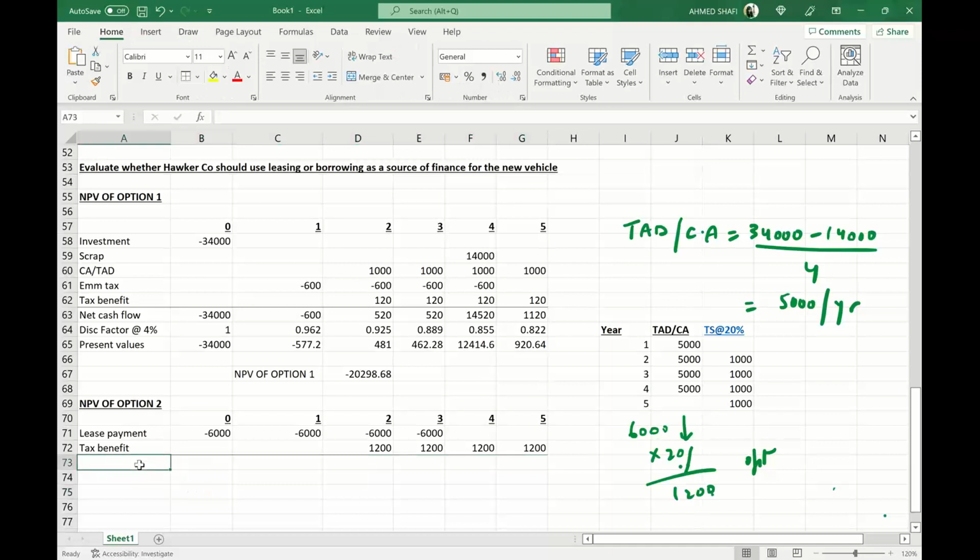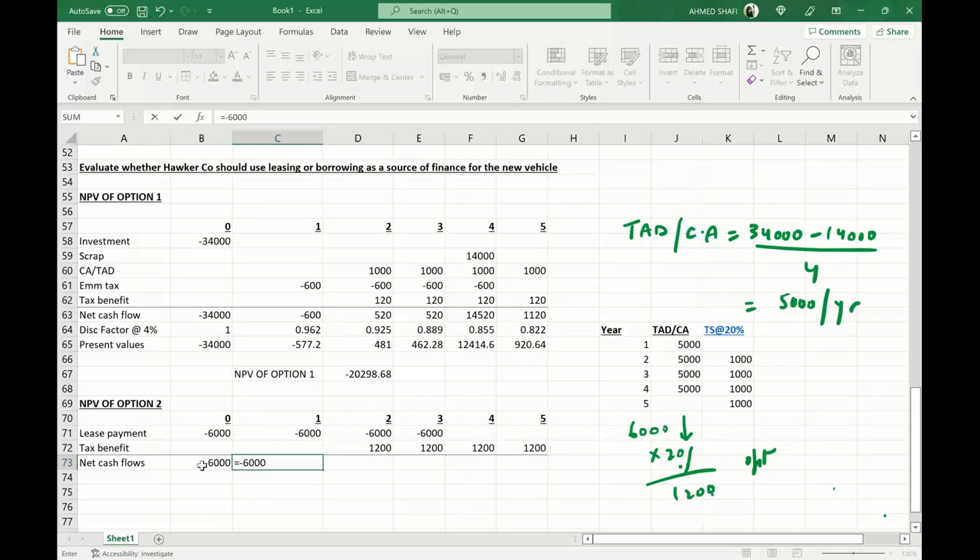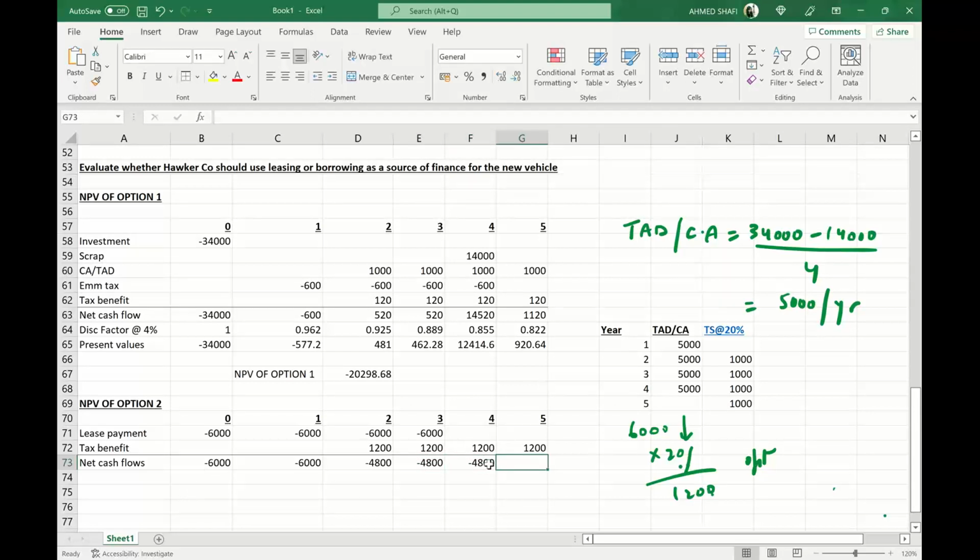We net them all. These are the only two cash flows we get. Net cash flows: negative 6,000, negative 6,000, negative 4,800, negative 4,800, negative 4,800, sorry, 1,200 and 1,200.